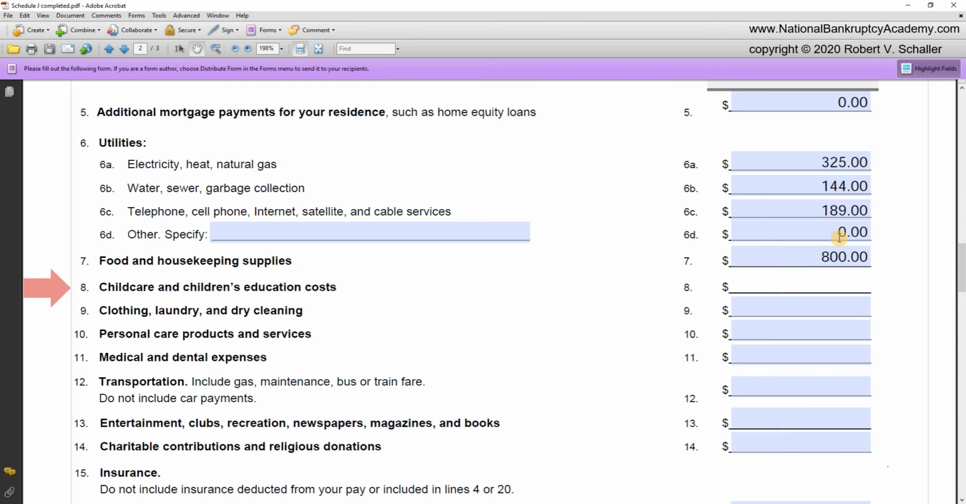Next, line 8 asks for the amount that the debtors pay for childcare and children's educational costs on a monthly basis. That, again, is something that should be looked at on a monthly basis because typically these payments are paid either quarterly or by semester, in which case you have to make sure you adjust them so it's a monthly payment. And for George and Martha Washington, it's $150.